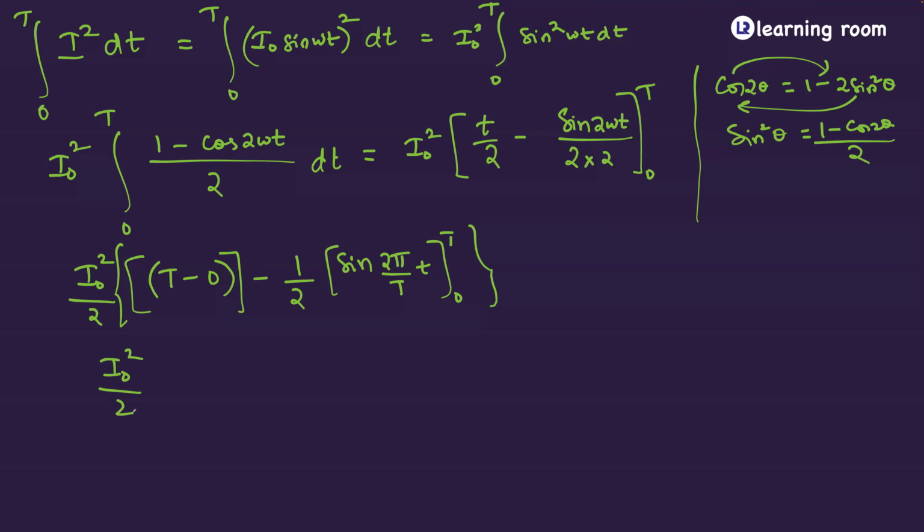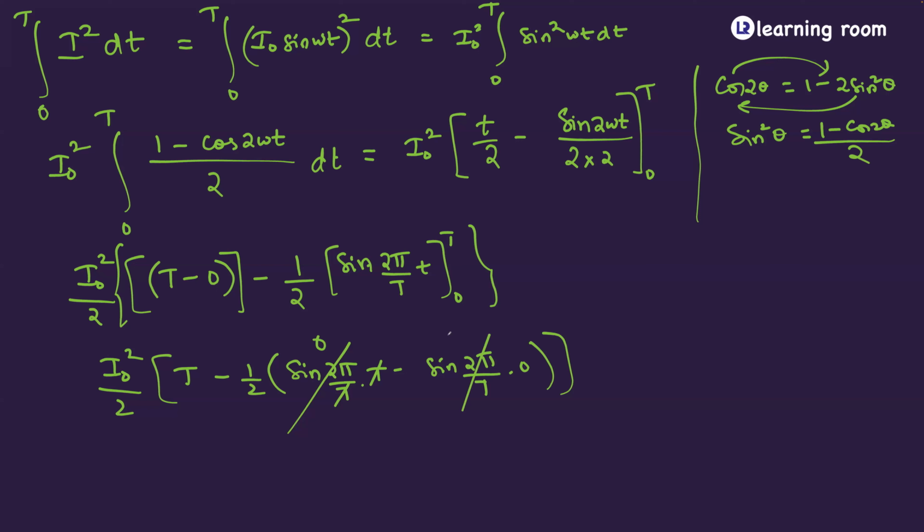So I naught square by 2 into, this is going to be T, minus half into, substitute the upper limit, sine 2 pi by capital T into capital T, minus sine 2 pi by capital T into 0. Right? T and T will get cancelled. What is sine 2 pi? 0. Sine 0 is 0. So this value will completely get lost. And what are you left with? You will have I naught square by 2 into capital T.